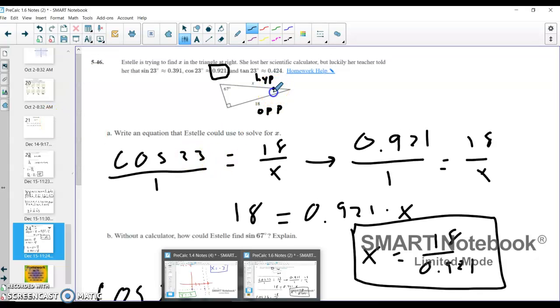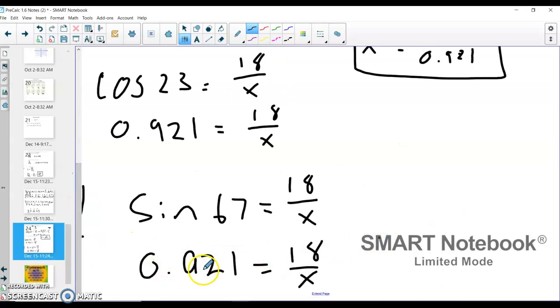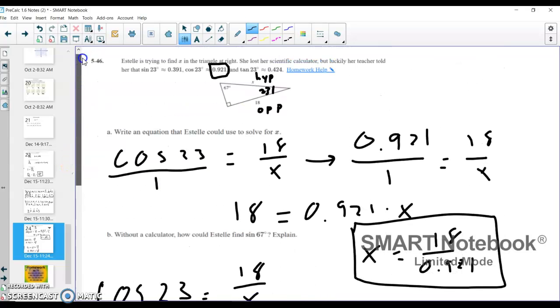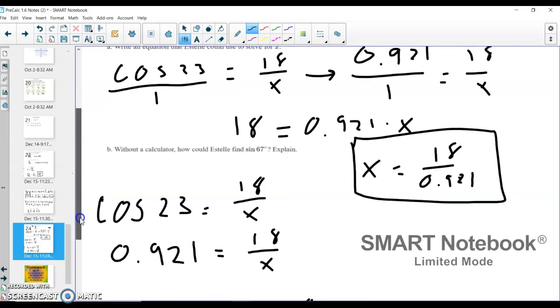Okay, the cosine of this angle, of the angle 23, is the same as the sine of its complement angle, which would be 67 in this case. So both of them here equal that 0.921 because they both equal 18 over x. Okay, it's kind of a weird rule there, but it just goes to show that depending on what angle you choose, the cosine and the sine are both viable options to still get your answer.